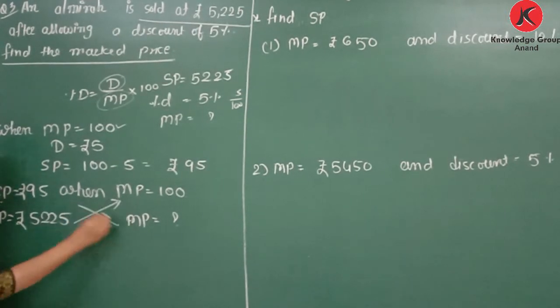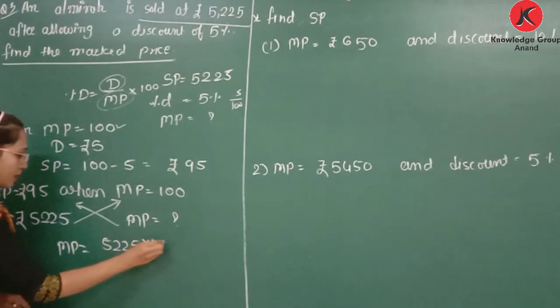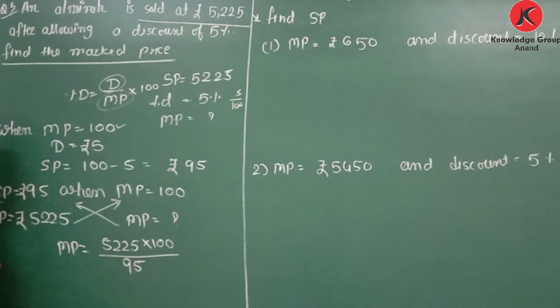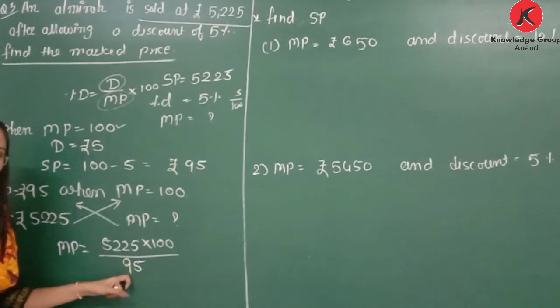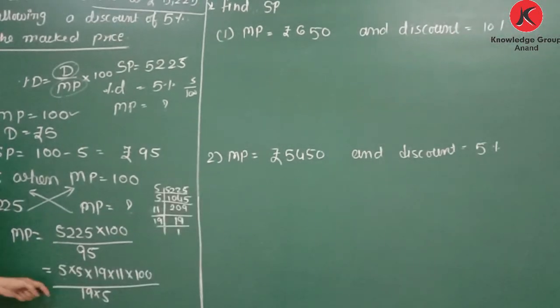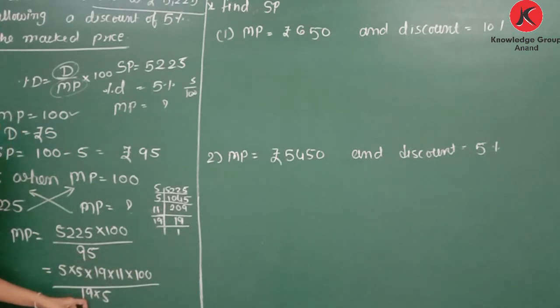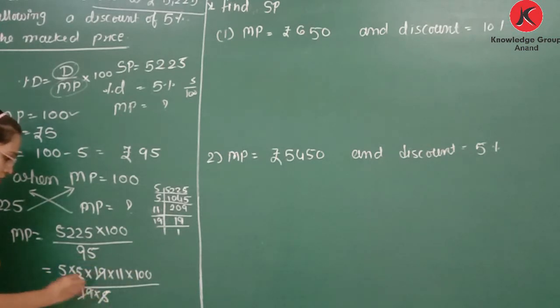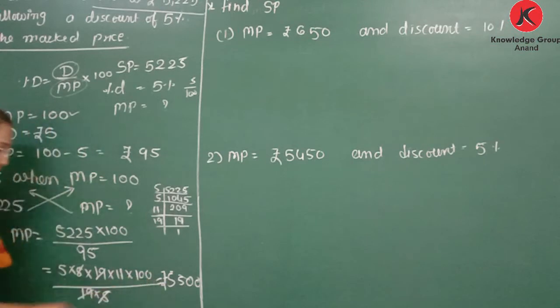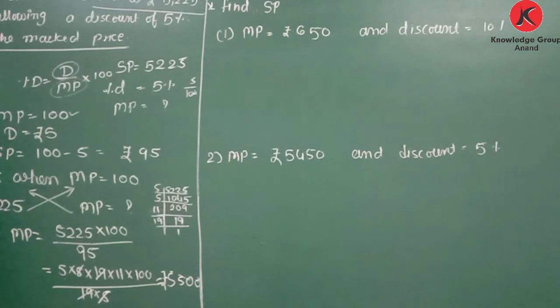So now cross multiplication. MAC price is equal to 5,225 multiply 100 divide 95. So divide 5,225 by 95, find out the factors for this. These are the factors of 5,225: 5 multiply 5 multiply 11 multiply 19. 100 is there. For 95 we have the factors 19 multiply 5. We can cancel this out. So it is 11 5s are 55, 0, 0. So what will be the MAC price? 5,500.